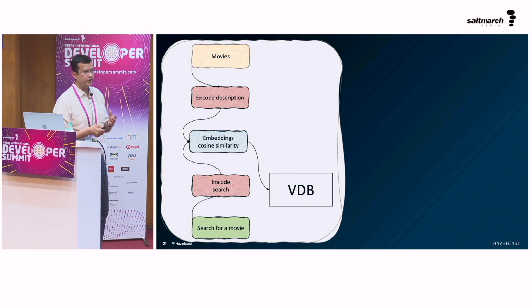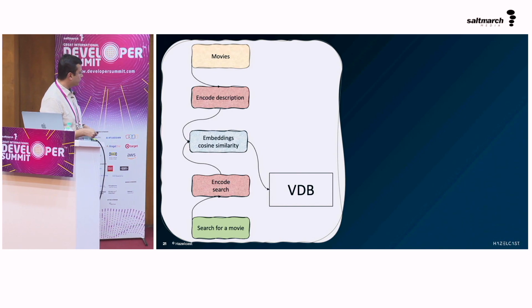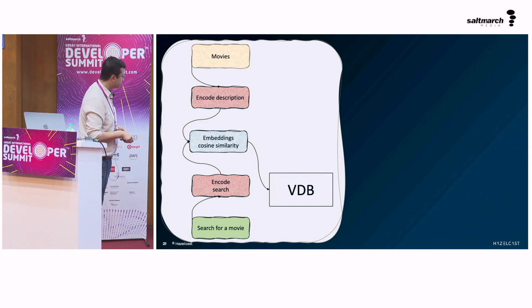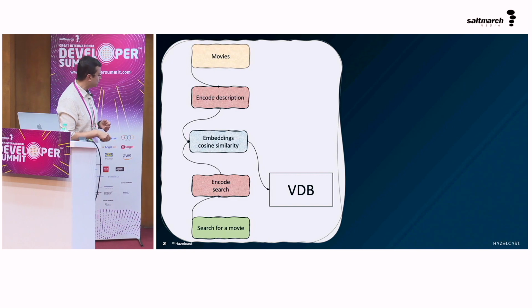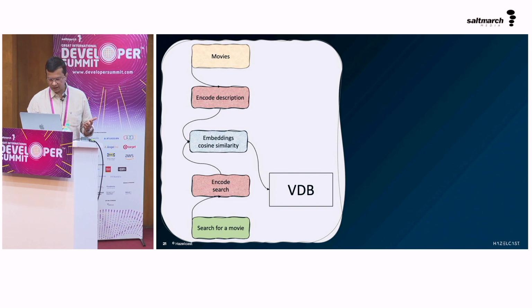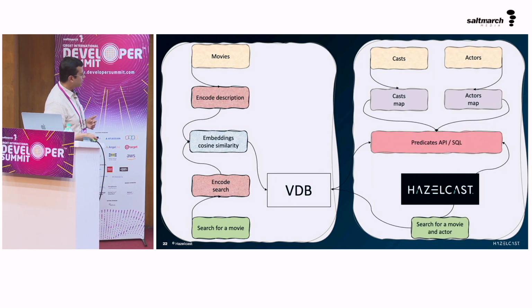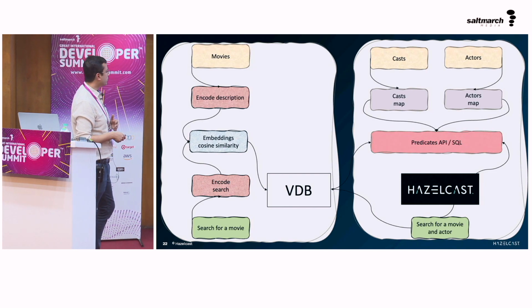So a typical vector database search will require, in our case what we are going to see is a movies database encoded and then stored into the database, and then basically search for a movie with a description, and of course encode the search itself and then search within the vector database so that the vector database is able to pull out the data. But additionally, we will filter that data. Within Hazelcast we will have map data of casts and actors, a cast map and an actors map, and basically these are many to many related to movies, right?